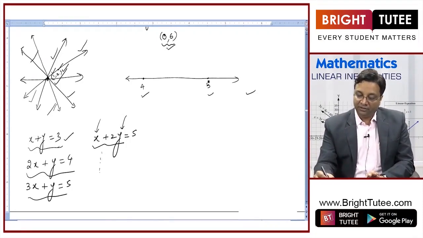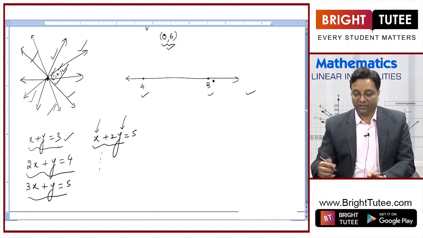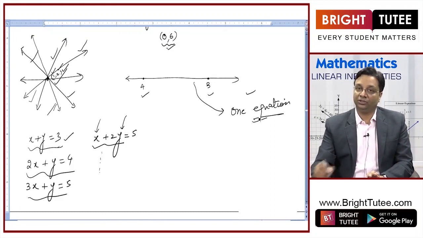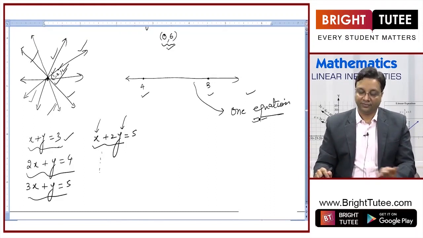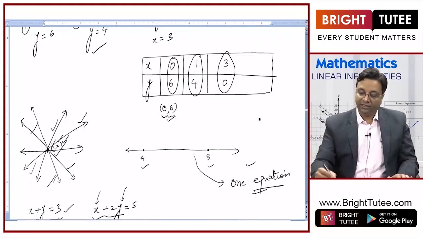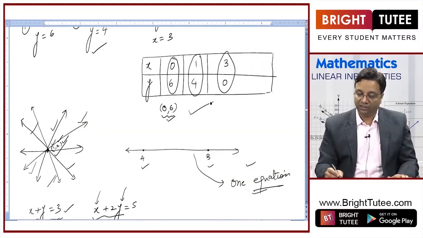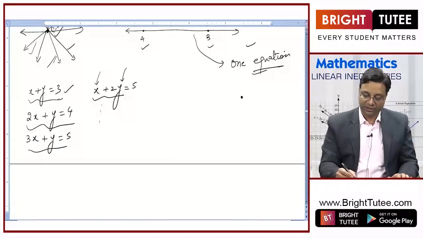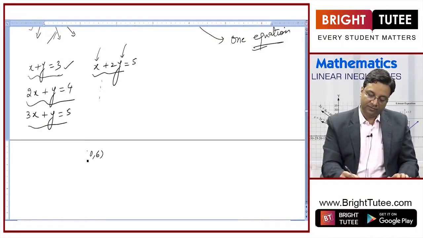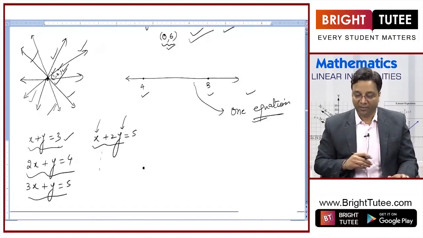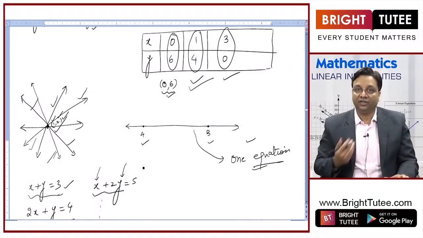If 2 points are given and I start writing the equation, I can write only one equation, because there is a unique line passing through these 2 points. So keep this in mind. Now to plot these points on the Cartesian plane, 0, 6, 1, 4, 3, 0. Let me plot these points on the Cartesian plane and see what kind of graph it will be.